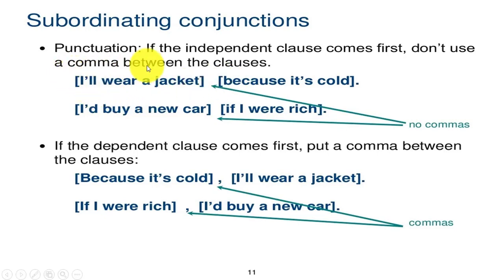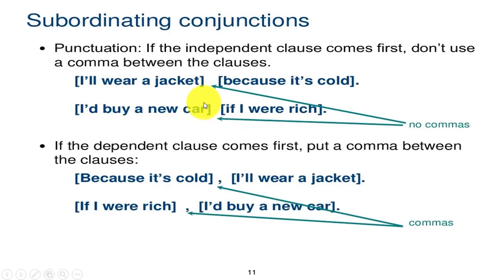If the independent clause comes first, don't use a comma between the clauses. An example: I will wear a jacket if it's cold. The conjunction is in the center of the sentence. Okay, that's number 2: I would buy a new car if I were rich. The conjunction is in the center of the sentence. Because the conjunction is in the center, we don't use a comma between the clauses.